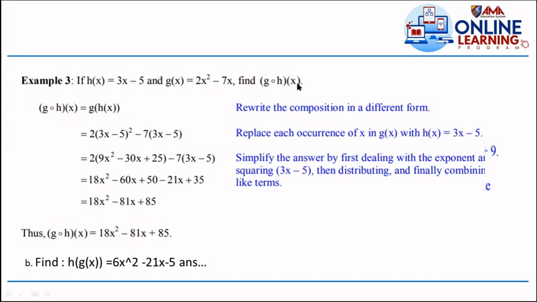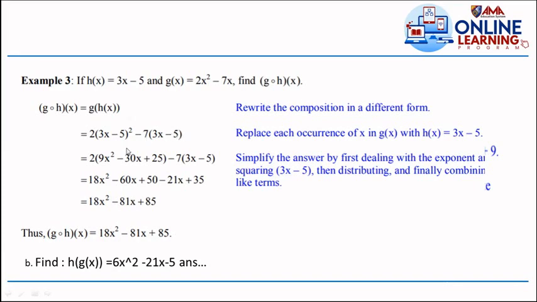Okay? The same procedure, i-write po natin. So, yung g natin, ito na yun, no? 2. Yung x squared, kunin natin yung function ng h natin. Yung h natin, 3x minus 5. Ito yan. 3x minus 5, tapos yung squared is squared. Minus 7, x, 3x minus 5.